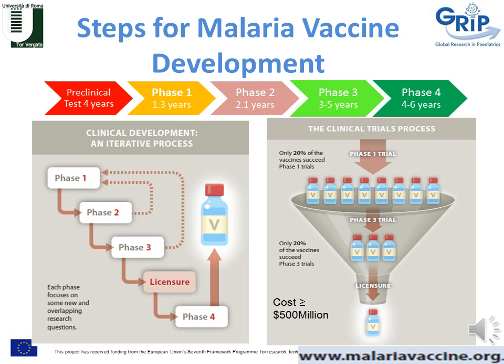Let's look at the steps for malaria vaccine development. There's preclinical testing, phase 1, 2, 3, and 4. If you look quickly at these phases of development, it takes a minimum of 20 years for a vaccine to be developed to phase 4. And up to now, RTS,S is the only advanced malaria vaccine at phase 3, moving to phase 4.